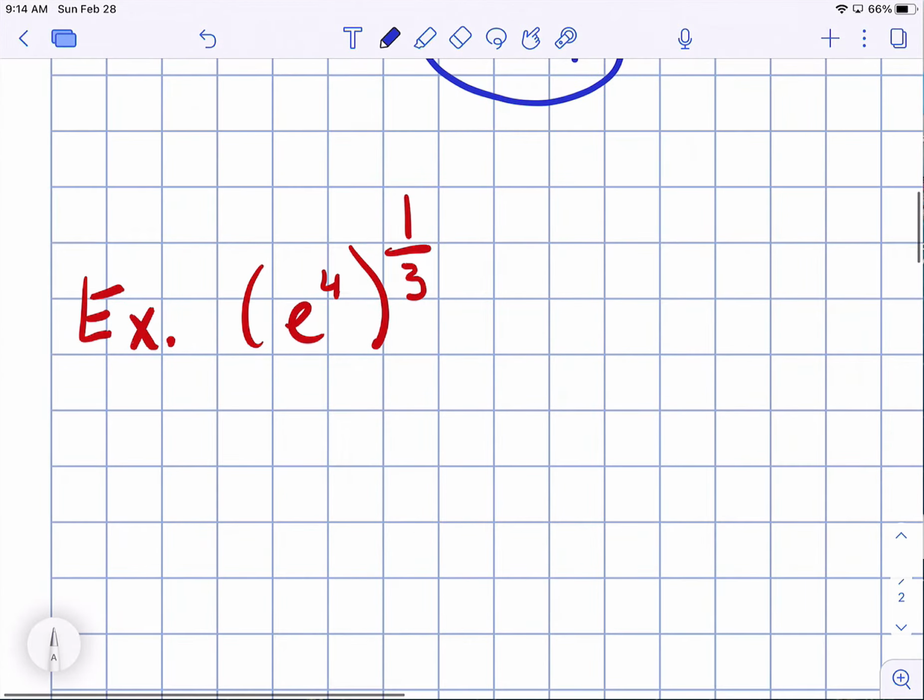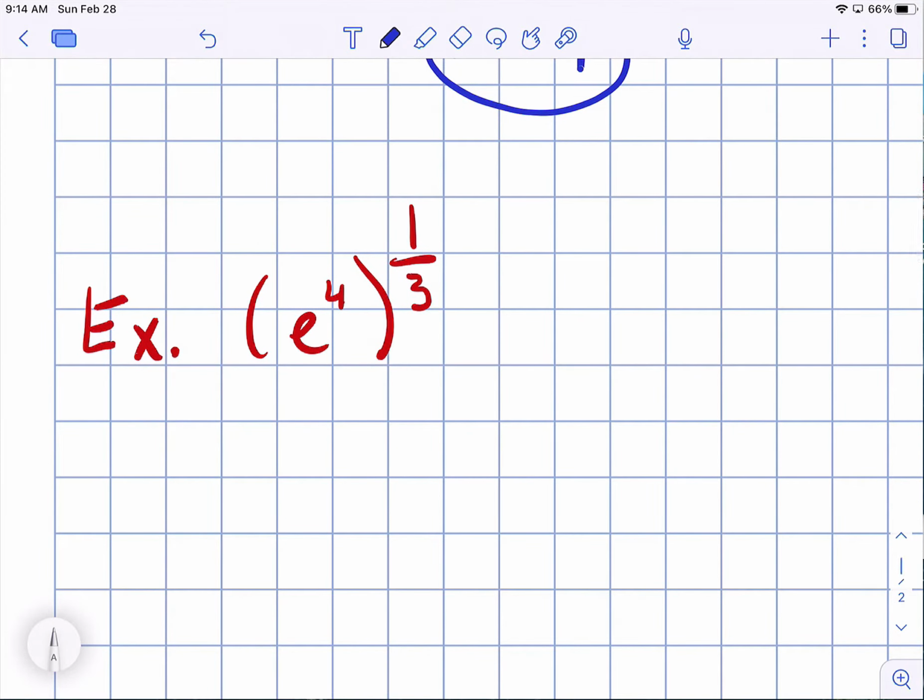So I have e to the 4th power to the 1/3 power. The only difference here is I changed this exponent on the outside to be a fraction, just to kind of make you think, throw you off, whatever you want to call it, but it shouldn't, because there's nothing new, nothing different. We're just going to multiply.